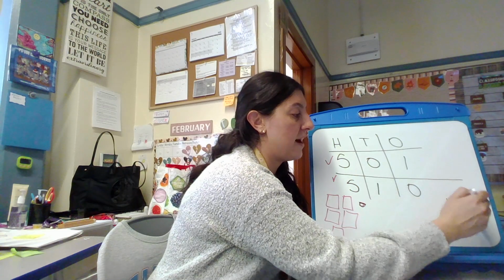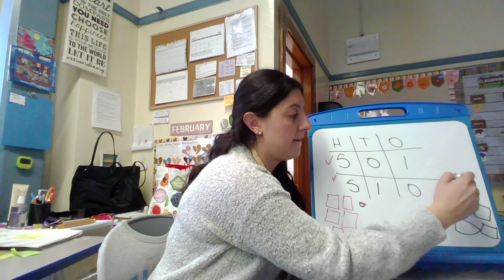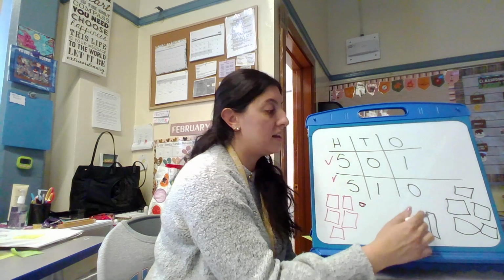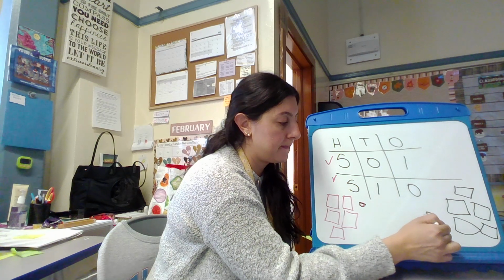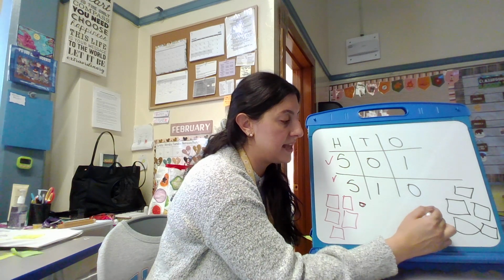Now over here I'm going to draw 510. 1, 2, 3, 4, 500 flats, and then I have a 10 rod. A 10 rod is actually representing 10 ones. 1, 2, 3, 4, 5, 6, 7, 8, 9, 10.